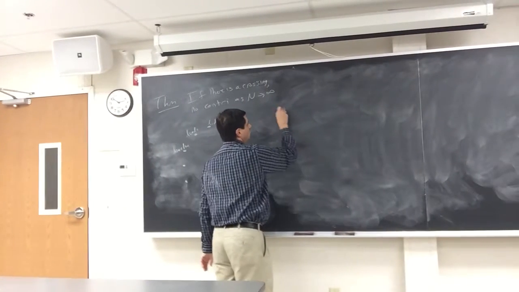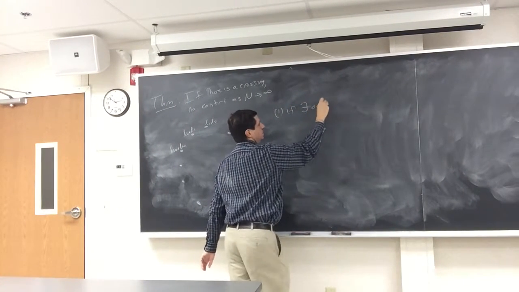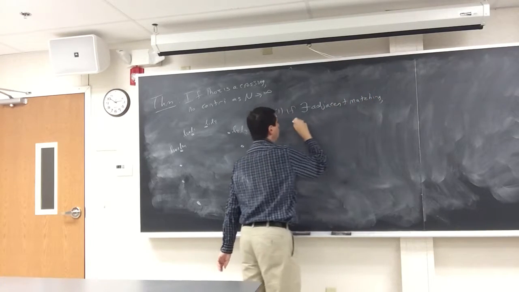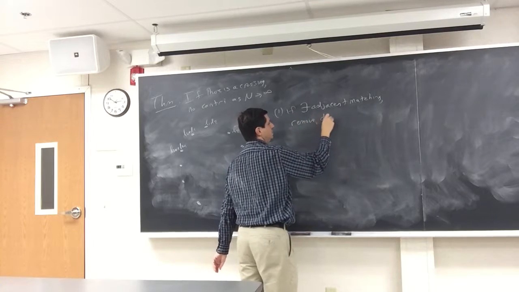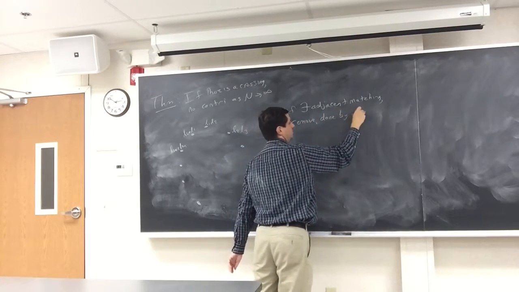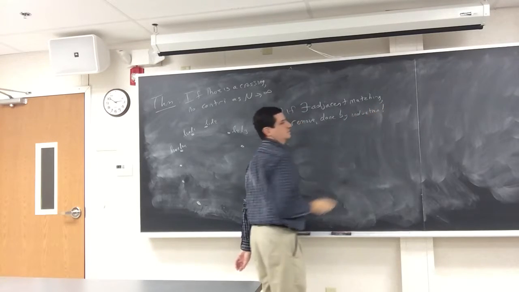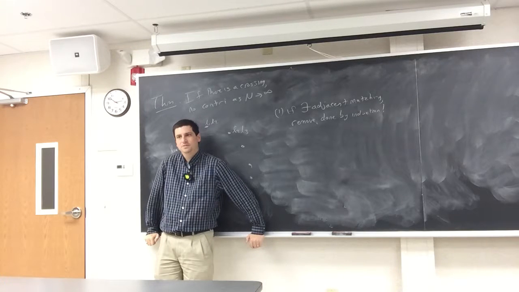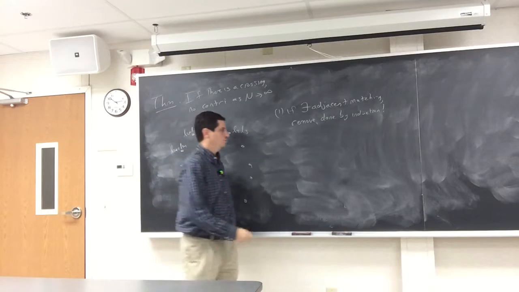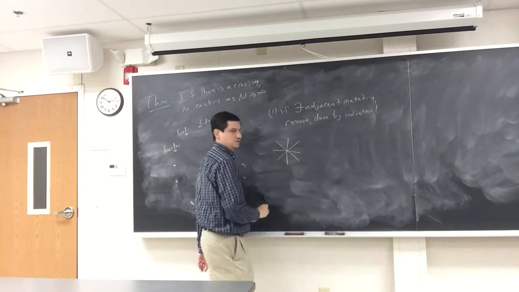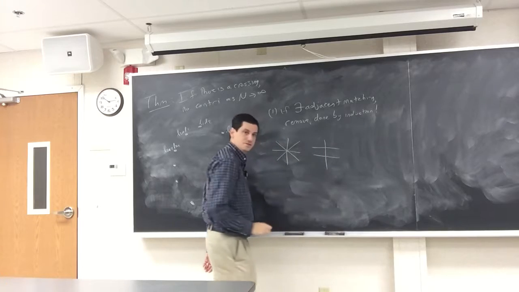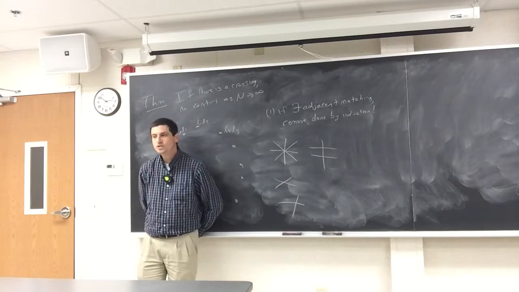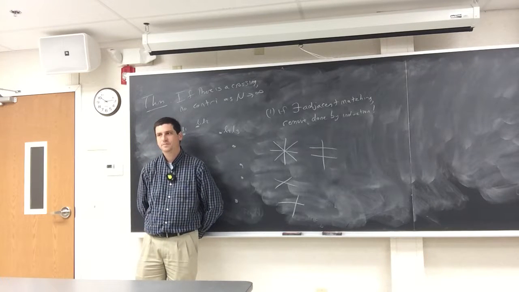So if there exists an adjacent matching, remove, done by induction. Is there always an adjacent matching? No. We have lots of configurations where there isn't. So the first one was the star. We also have crossings like this. You could have crossings like this. So there's a huge number of cases where you don't have adjacent matchings.